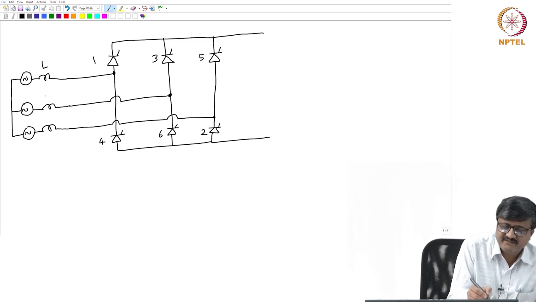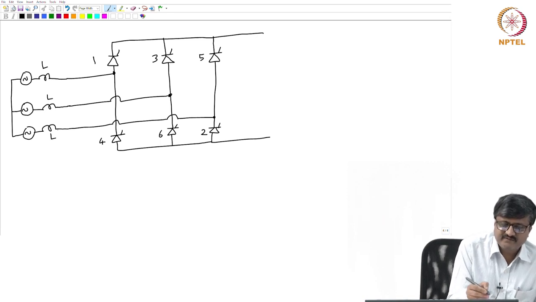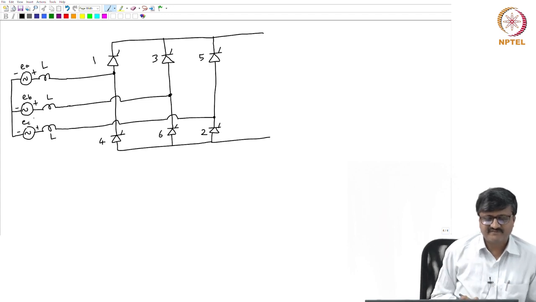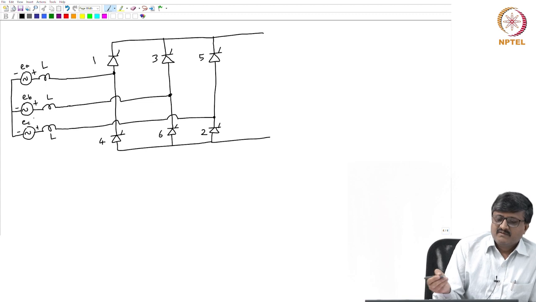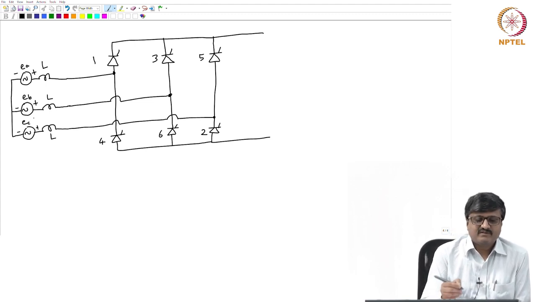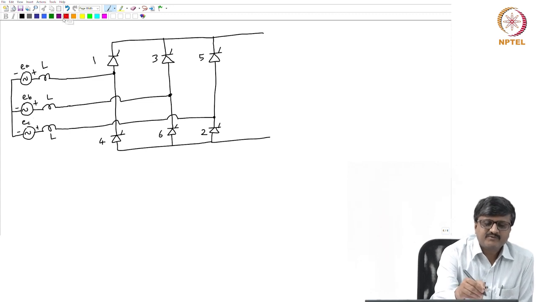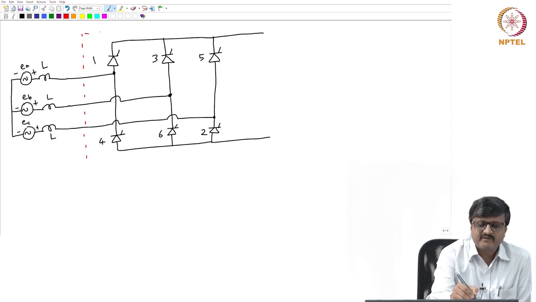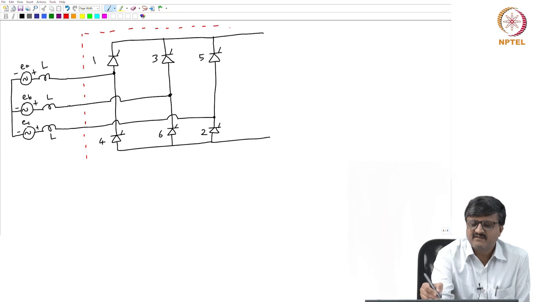So there is an inductance L in each phase, and of course a 3 phase balanced voltage source Ea, Eb, Ec. So 3 phase balanced sinusoidal. Now one should note that this converter is only this much. When I say converter, I am only talking about this for the time being. Whatever is in this red dashed line is the converter.